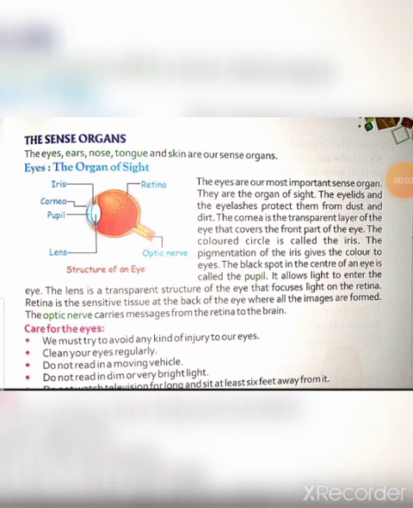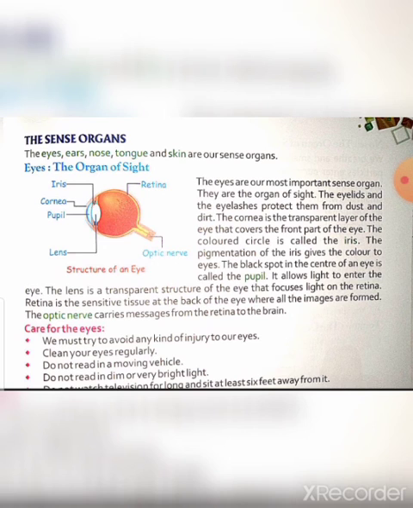The sense organs. So all of you have learned about the sense organs. There are 5 sense organs: the eyes, ears, nose, tongue, and skin. So for this, first of all, the eyes. This is for your homework. All of you read about the sense organs and care for the sense organs, and draw the structure of the eye and identify the various parts. All of you note down the homework I am giving. So please do your homework and send me the photos.